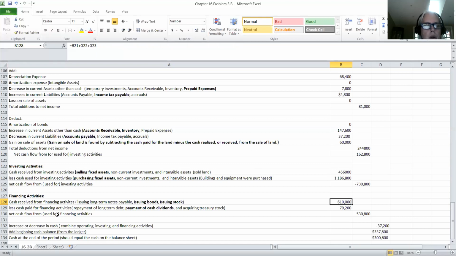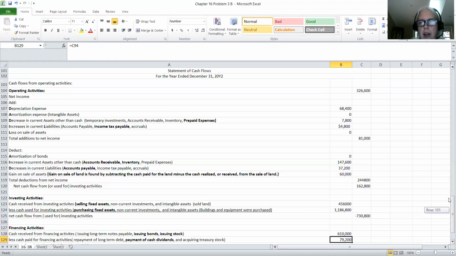We're going to subtract from that any cash that we paid for financing activities. Any cash that we paid out, if we had repaid any long-term debt, which if you analyze all the accounts and if you analyze your balance sheet, we didn't pay back any long-term debt. But we did, however, pay a cash dividend. So this $79,200 results from cash dividends.